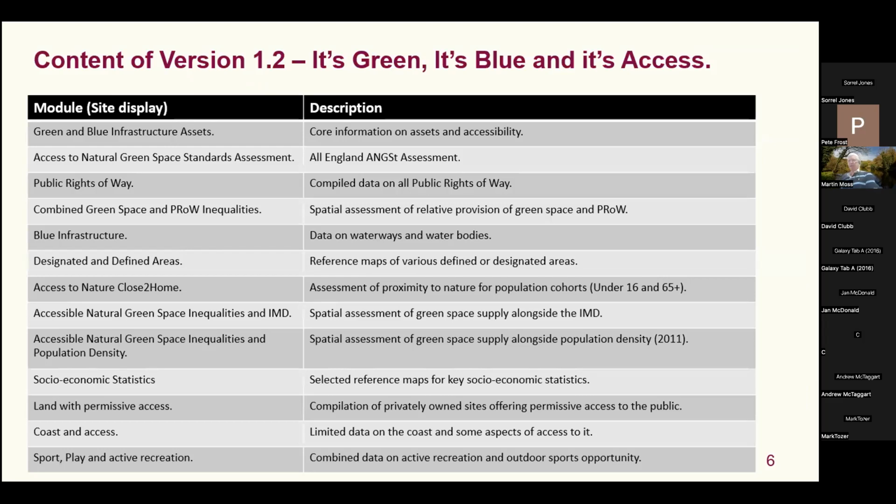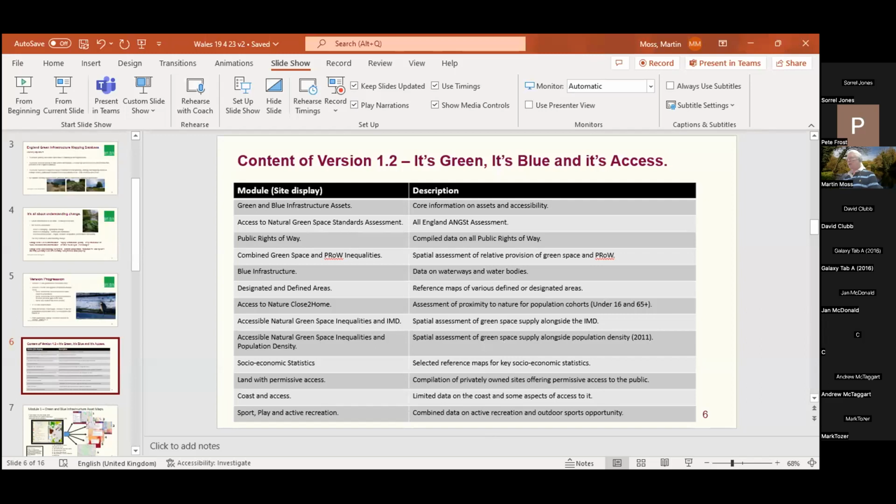And the content is getting bigger and bigger. So we've now got about 12 modules or so. Originally, it started out as a fairly straightforward accessible natural green space standards assessment for England, and it's just got bigger and bigger and bigger and continues to do so. Now, at this point, I'm going to get out of the slides and I'm going to go to the site itself.